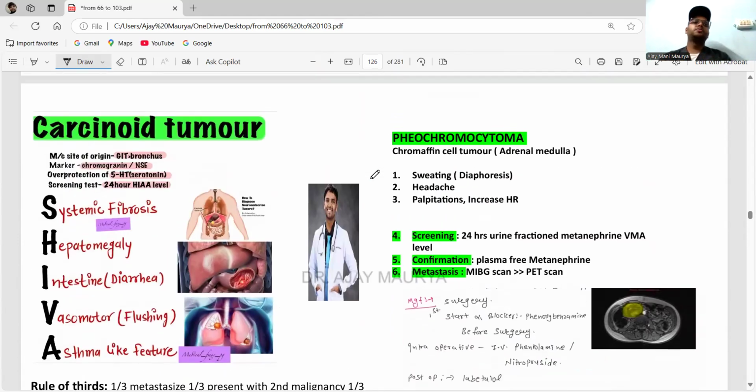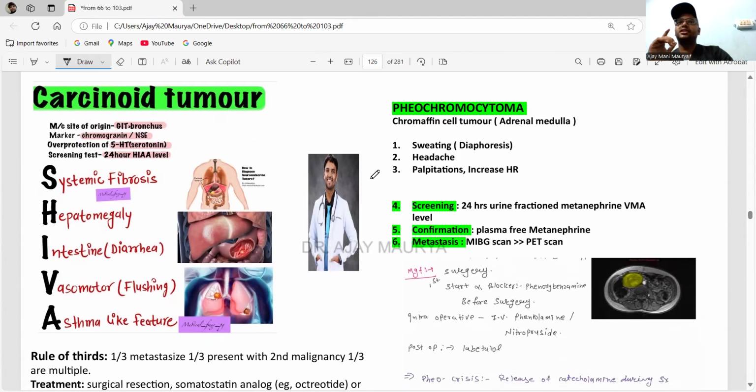Next, coming to carcinoid tumor and the pheochromocytoma. In the pheochromocytoma, remember one thing: this is a tumor of what? This is a tumor of chromaffin cells. Where do we look? At the adrenal medulla. There is more sweating, headache, palpitation and increased heart rate.